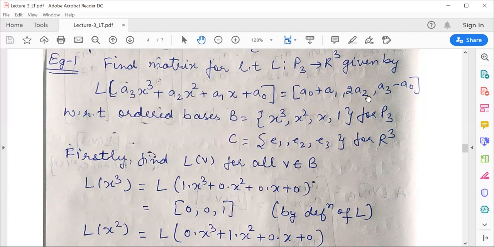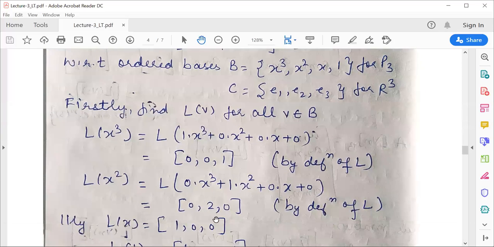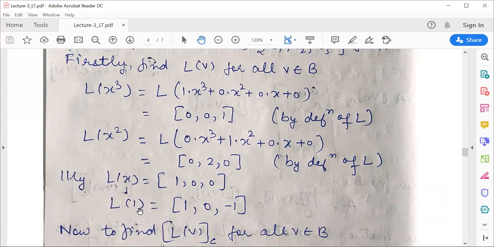The second element is 2A2, meaning the coefficient of x square. The coefficient of x square here is 0. So the second element will become 0. The third element is A3 minus A0. Now here A3 is 1, A0 is 0, 1 minus 0 means 1. So the image of the first element of this basis comes out to be 0, 0, 1. Similarly, you will calculate the image of the other elements of the basis B, that means L of x square, L of x, and L of 1.